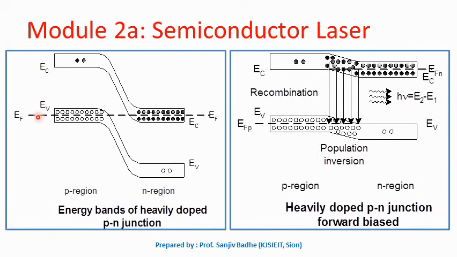Now let us come back to this question: why was the Fermi level inside the valence band on the P side and inside the conduction band on the N side? Fermi level inside the valence band on the P side indicates the doping concentration on the P side is very high. So a very large number of holes are available in the valence band, and Fermi level inside the conduction band indicates a very large doping concentration on the N side, and therefore a very large number of electrons in the conduction band on the N side.